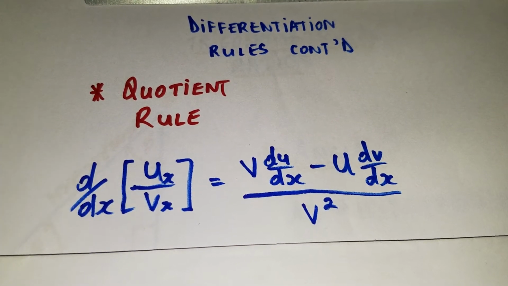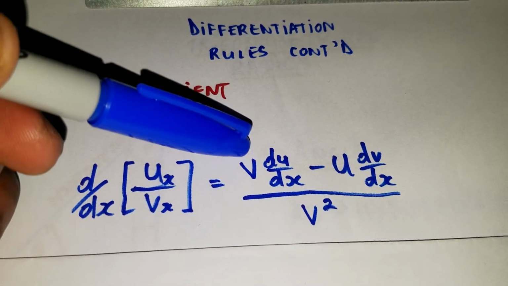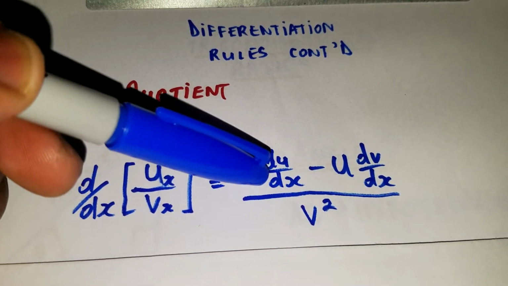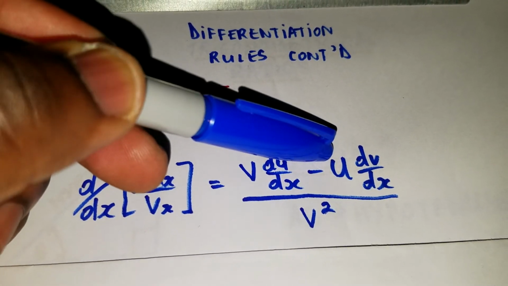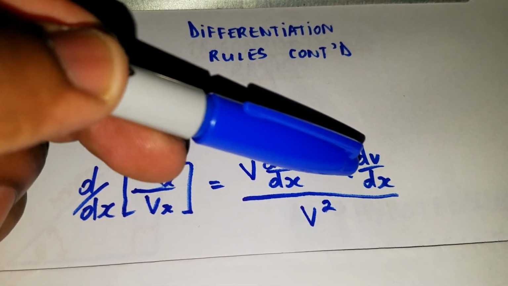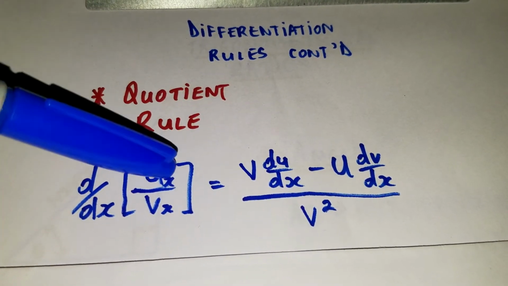another function of x. Now, the quotient rule is seen here, where we have the function v multiplied by the differential of u with respect to x minus the function u multiplied by the differential of v with respect to x, all divided by the function v squared. This is the quotient rule.